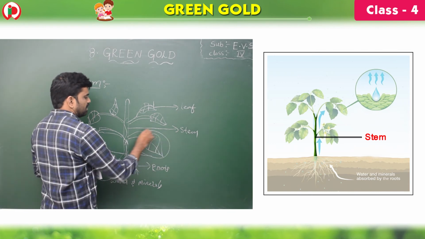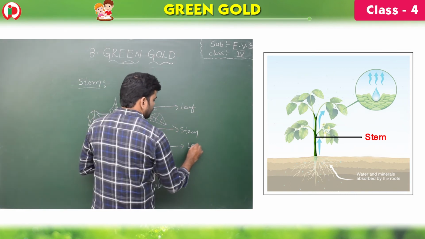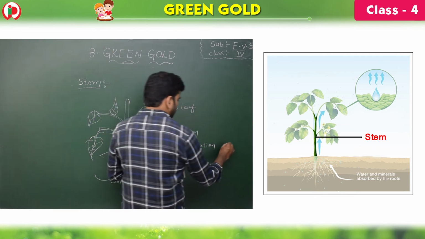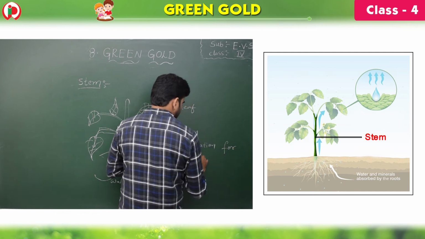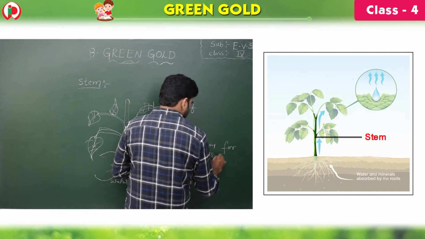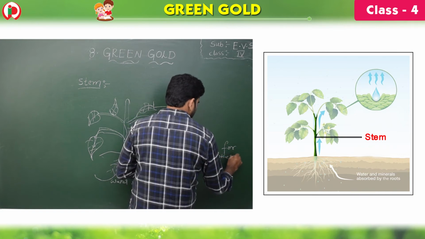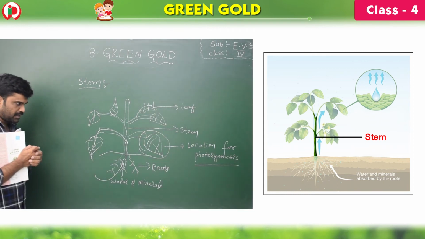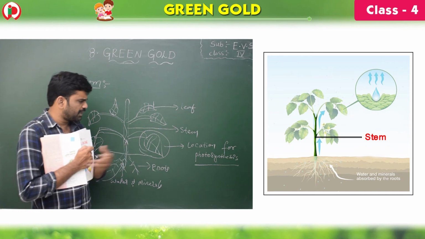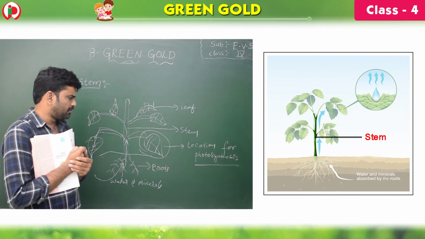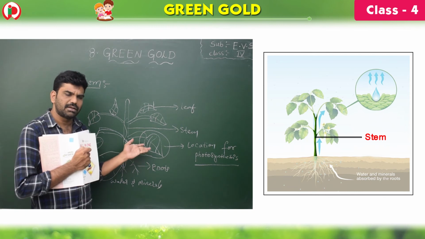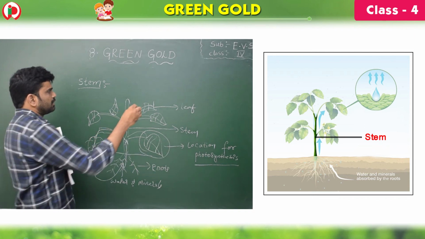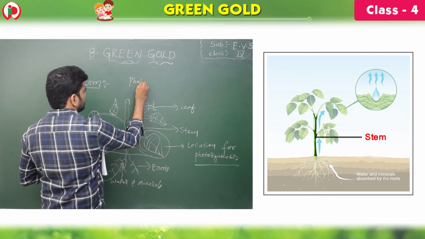See, children, the leaf is the location for photosynthesis. The leaf is the location for photosynthesis, children. That means this leaf will prepare its own food material. The plant prepares its own food material by itself by a process called photosynthesis. Children, let's see the photosynthesis.